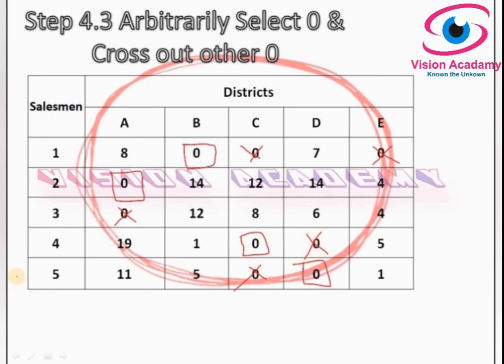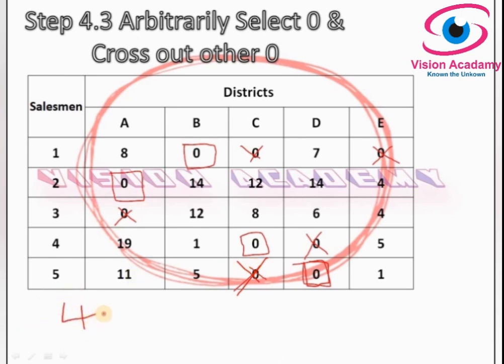Okay, in the next row, yes, here there are 2 zeros. I will give a rectangle for this 0 to ensure only one assignment in each column and each row. If I give a rectangle around this, there will be 2 assignments for this. So I will give the assignment for this and cross out the other 0. So after performing step 4.3, now you should ensure whether it is an optimal solution.